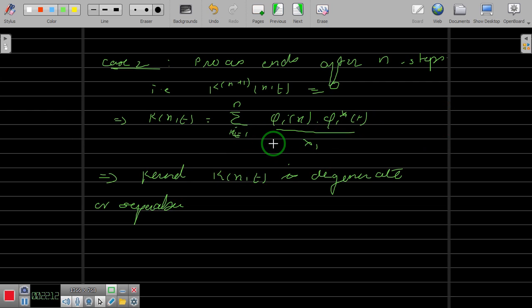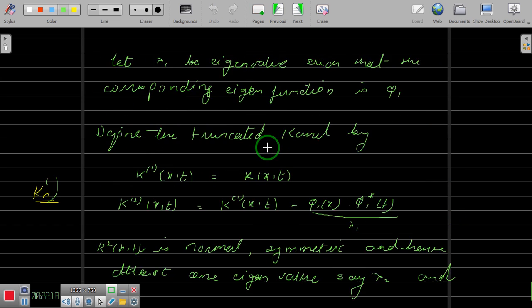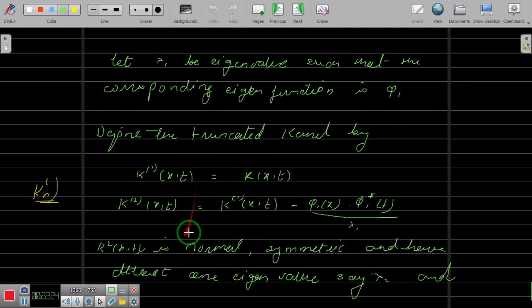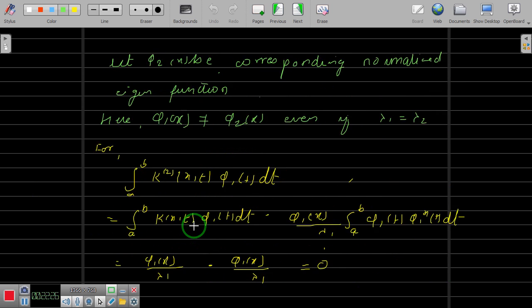Okay. Now what we have done here is this: we can go through the statements we have written, the expansion of the symmetric kernel. And when we have a symmetric kernel, these are the things we have defined. We have defined the truncated kernel too.